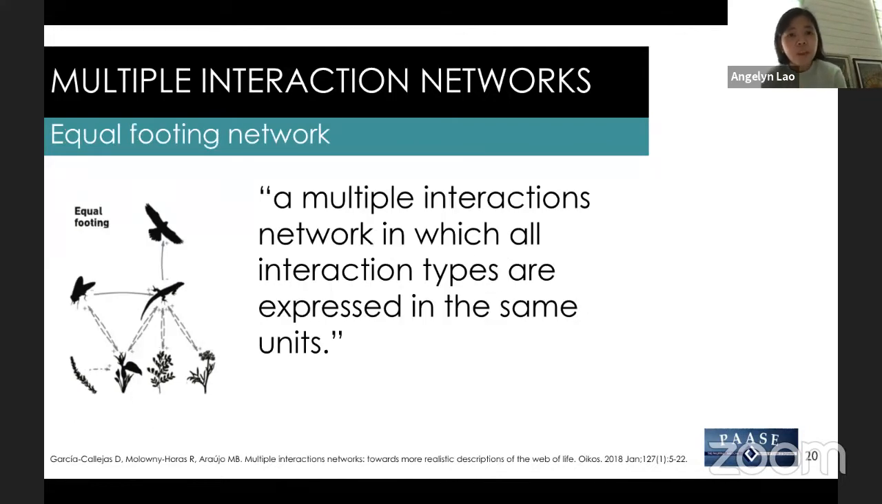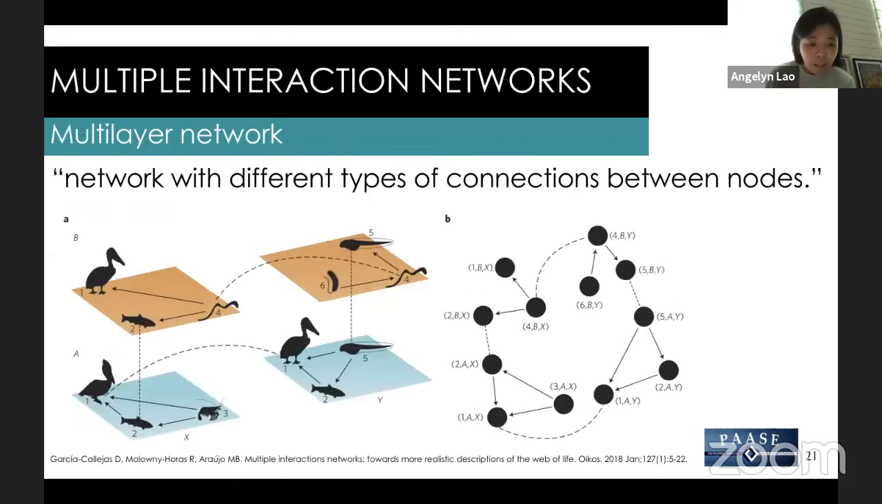Whereas for equal footing network, it's a multiple interaction network in which all interaction types are expressed in the same units. So basically, this is the same network shown earlier, but here, the interaction types are expressed in the same units for equal footing. Lastly, for the multi-layer network, it's a network with different types of connections between nodes. So in an ecological context, the different network layers shown on the left side of the illustration commonly represent different interaction types. So each layer represents a different interaction type.